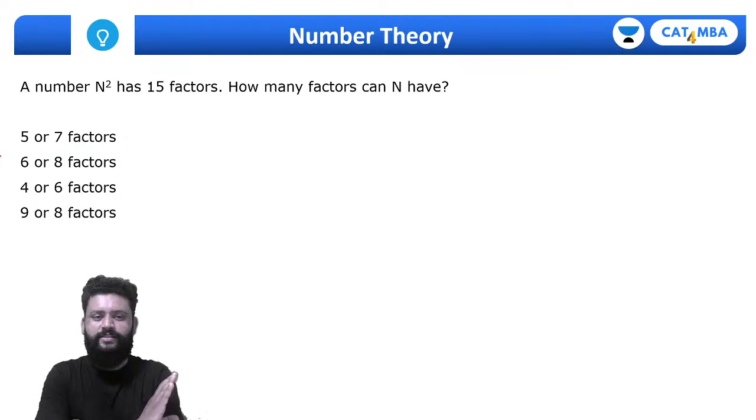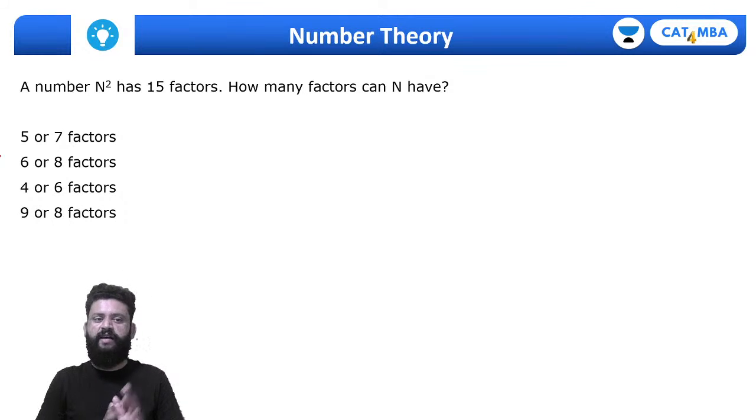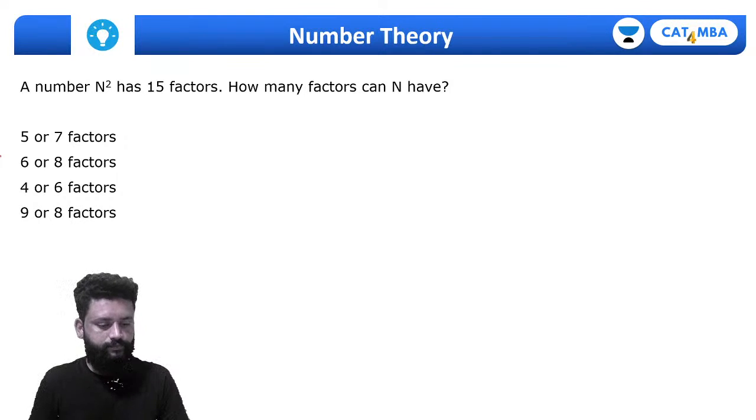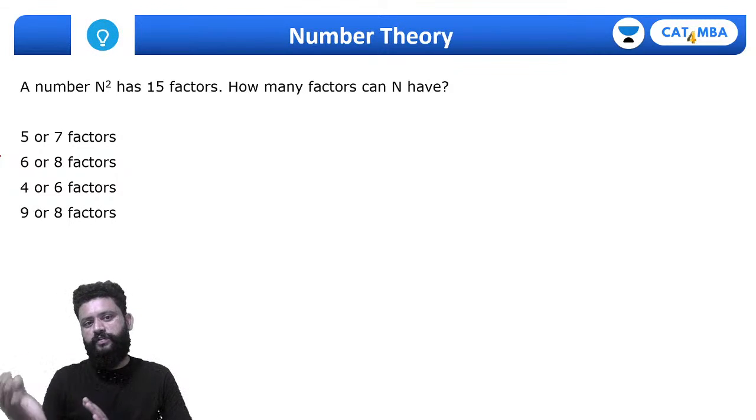So if you know that's the only thing you need to know here, number of factors, और थोड़ा सा तुम्हें consciously trial and error observation के साथ करना है properly without any mistake. Think twice, that's perfectly fine, but try to answer this correctly. Okay, so n square has 15 factors. How many factors n have?